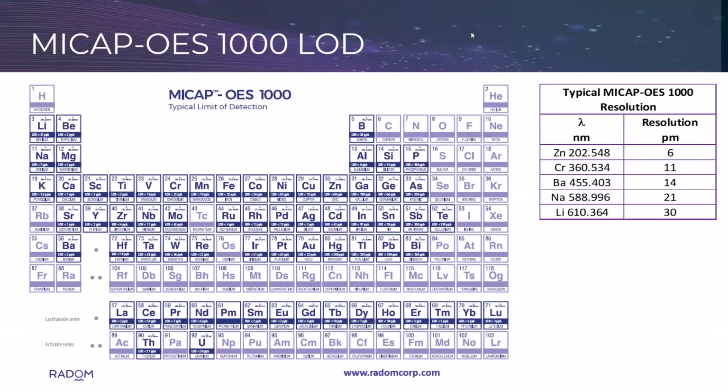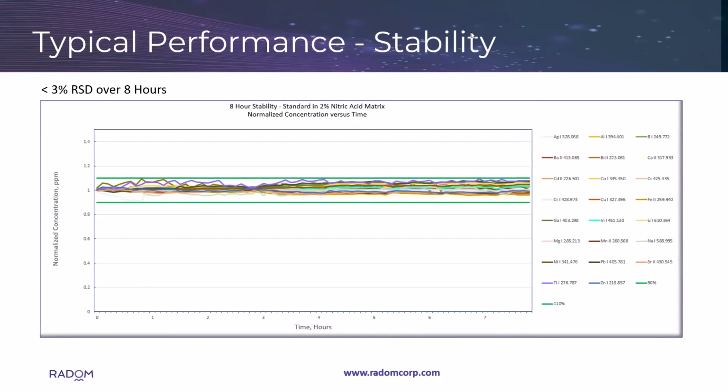Here we see the MICAP-OES 1000 limit of detection. We certainly don't expect you to read this periodic table. It's a placeholder here so that you can contact Radom Corporation to acquire this information. The table to the right shows the resolution of our echelle-based spectrometer, which is very similar to all industry standard echelle-based systems. And finally, we can see our typical performance of stability.